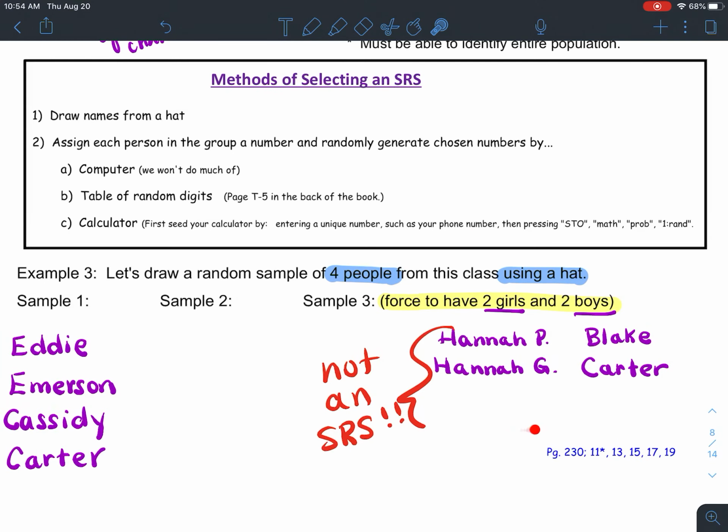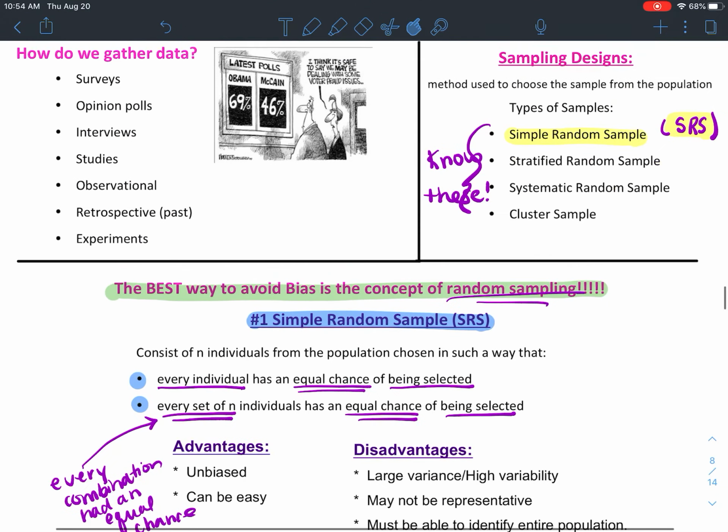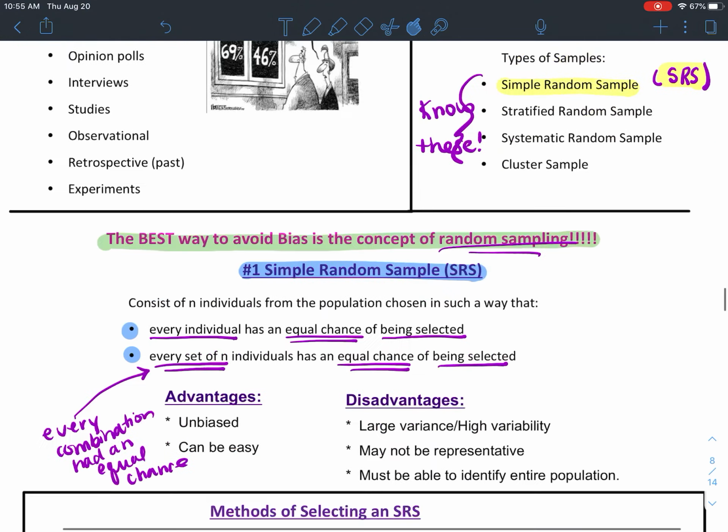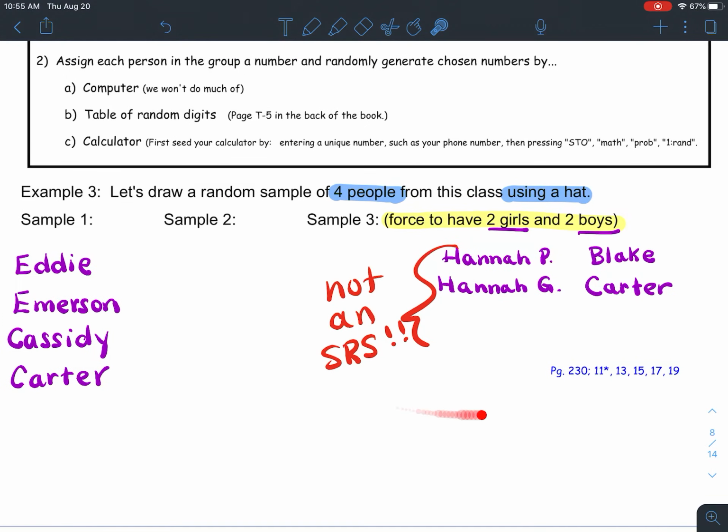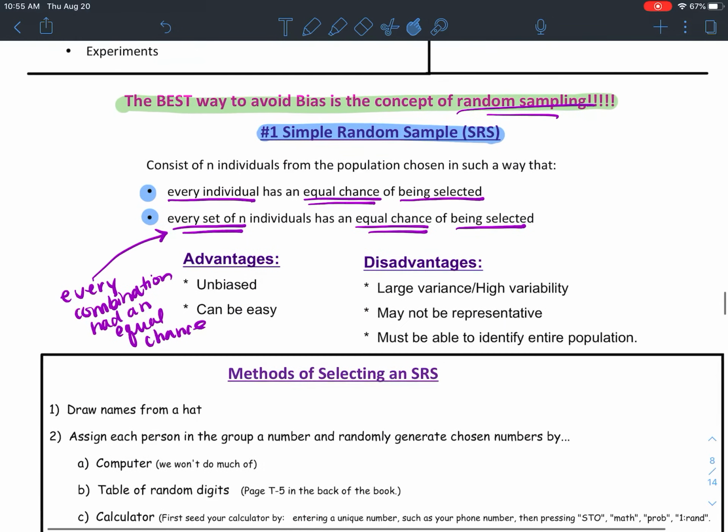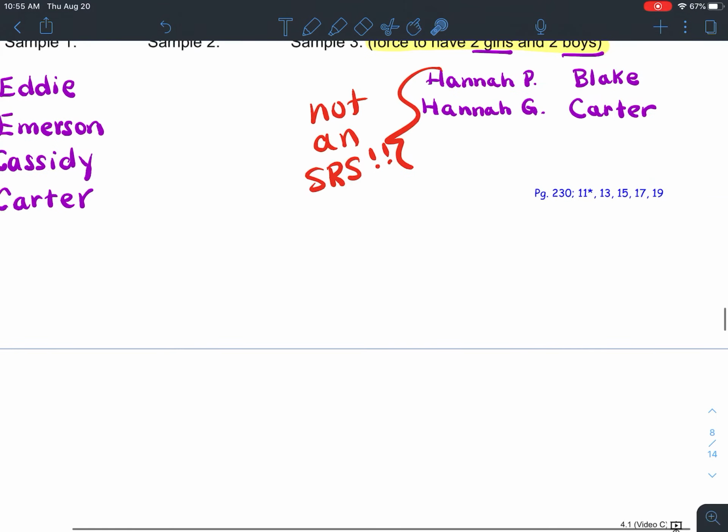Now, does it mean that this was a bad way to gather the sample? No. What we did right here is probably going to fall into one of these other sampling techniques, which we'll talk about in the next video. But this is not a simple random sample because my final result of 4 people couldn't have been any combination of any 4 individuals in the whole population, which is our class. Okay, that is where we're going to stop for the day. These are a few problems that you could try that would go with these notes here.